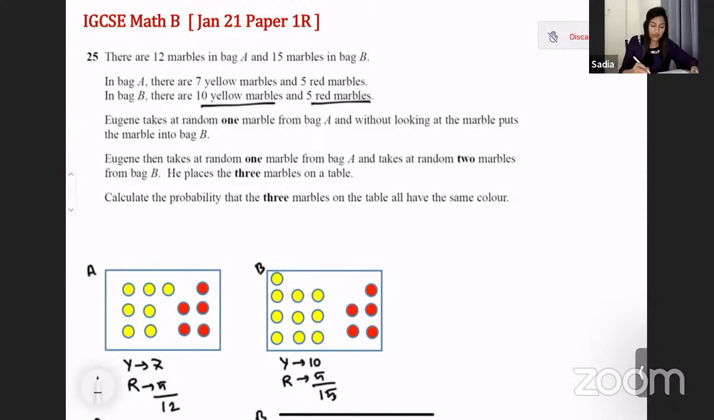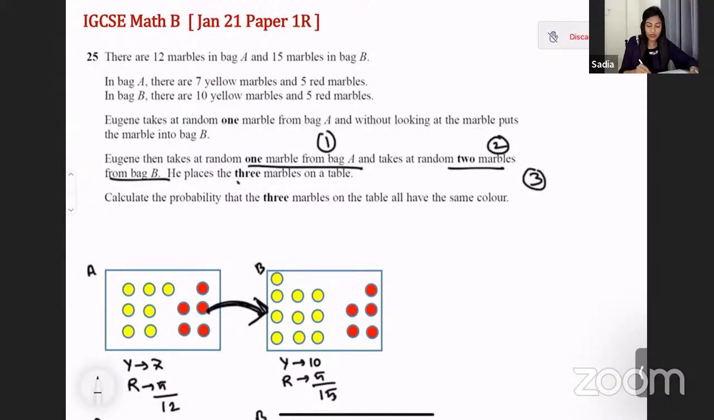Okay, so now we are selecting one marble from bag A without looking at the marble. The marble is then kept in bag B. So we will be selecting one marble from A and then you need to move that to bag B. Then you need to select one marble from bag A and then 2 marbles from bag B. So 1 from A, 2 from B. In total, you have 3 marbles and you need to keep them separated. Find the probability 3 marbles on the table have the same color.